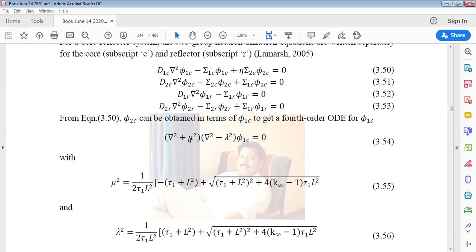Now 354 has mu square and lambda square, which look like this. See how similar they are. They've got the neutron age, they've got the diffusion length, they've got the k infinity, and there's just a difference of the sign over here. So when you write a MATLAB program, be careful because this can be a very small number. This, of course, is okay because they're both positive signs over here. Okay, so let's solve a 4th order equation. That should not be difficult.